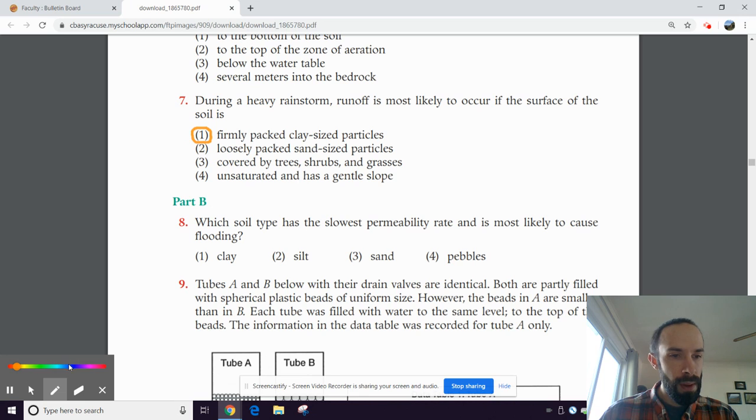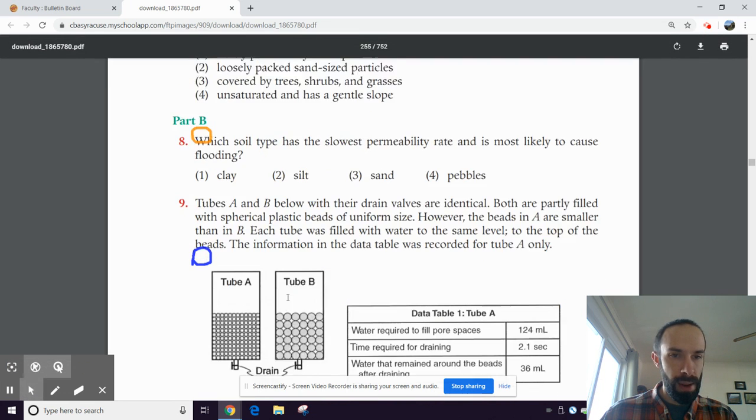Okay. Number 8, which soil type has the slowest permeability rate and is most likely to cause flooding? It's exactly the same question as number 7. It's impenetrable, doesn't let water go in. So that answer is clay-sized sediment. Again, number 1. Okay. Number 9.